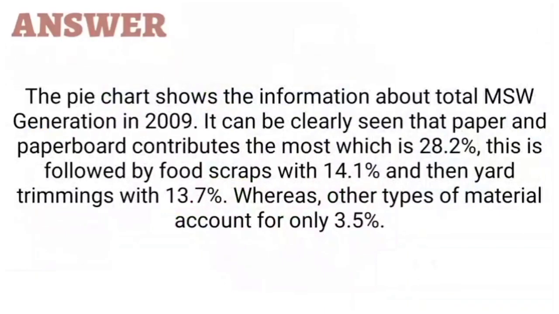The pie chart shows the information about total MSW generation in 2009. It can be clearly seen that paper and paperboard contributes the most, which is 28.2%, this is followed by food scraps with 14.1% and then yard trimmings with 13.7%.